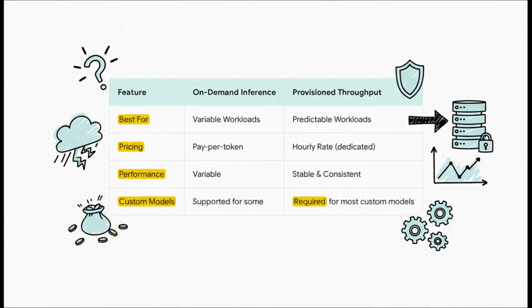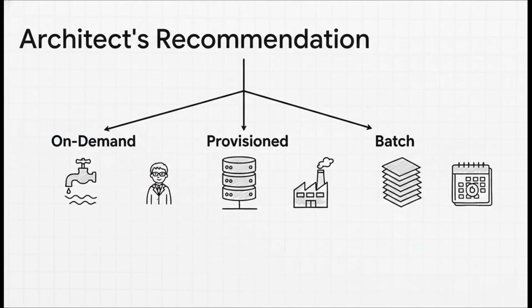So here's my final recommendation as your architect. Start with on-demand for all your experimentation and testing. When you're ready for production and you have predictable traffic, move over to provisioned throughput for that rock-solid performance. And one last pro tip. Don't forget about batch inference. If you have large jobs that aren't super urgent, it can be a massive cost saver.